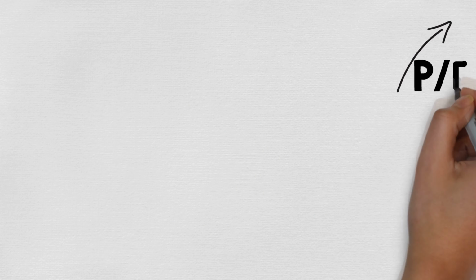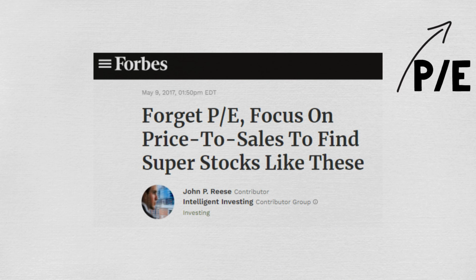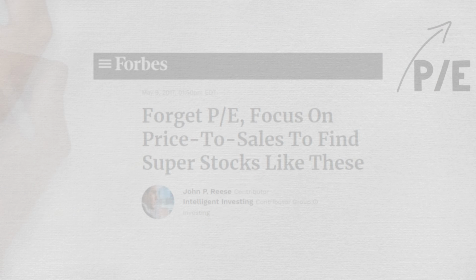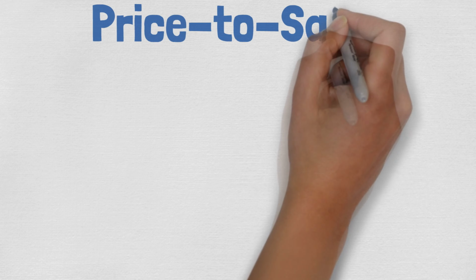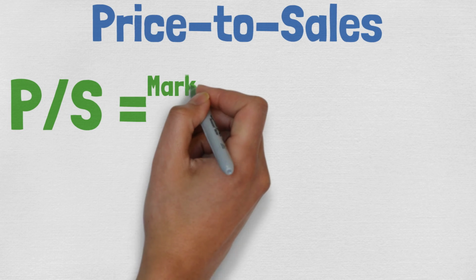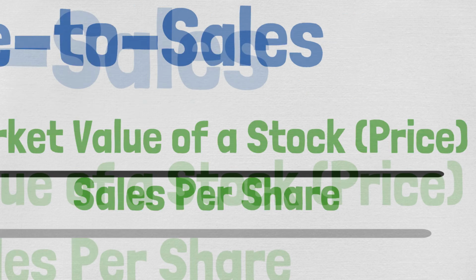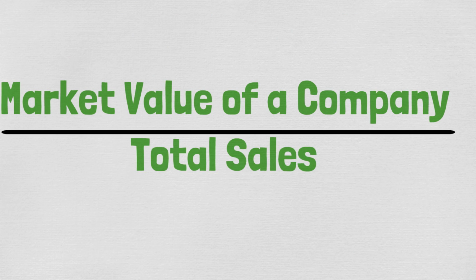Yesterday we talked about PE ratio, but today let me cite Forbes. Forget PE, focus on the price to sales to find the super stocks. The price to sales ratio compares a company's stock price to its sales. It is pretty simple to calculate. Simply divide the current market value of a stock by the sales per share, or divide the market value of a company by its total sales.